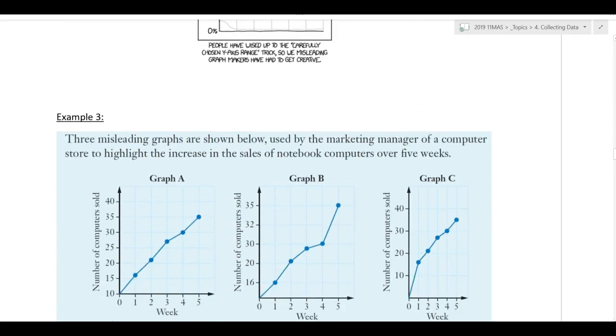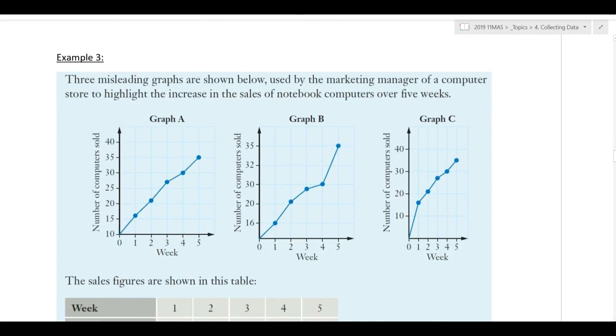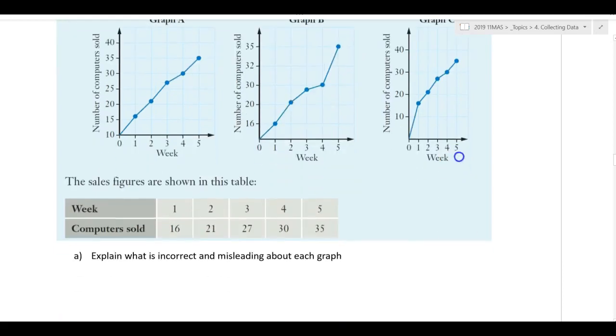But here are some other misleading graphs. This is all the same data, and yet those three graphs look fairly different. What is wrong with them? You can see here's the actual data, and having a graph can make it easier to interpret what's going on, to see a trend with a line graph.